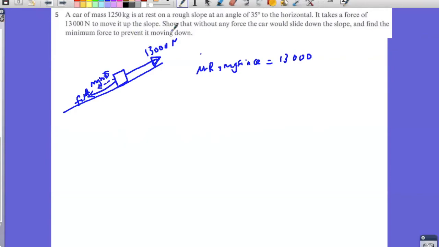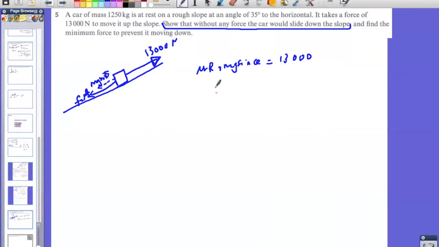And then the question says, you should show that without any force, the car will slide down the slope. So in this case, you should show that mg sine theta is bigger than mu R. You should show this. Okay? If mg sine theta is bigger than mu R, then when you just place the object here, it will slide down because the frictional force will be acting upwards now.